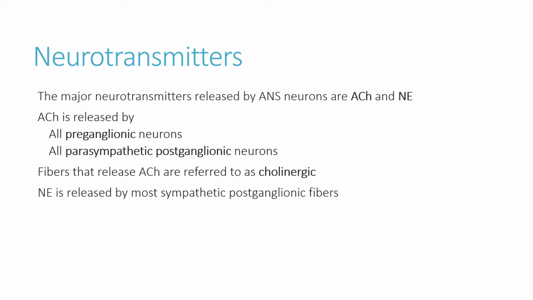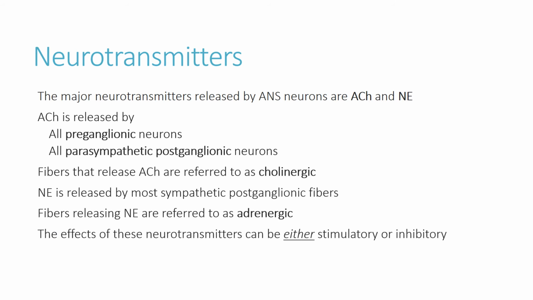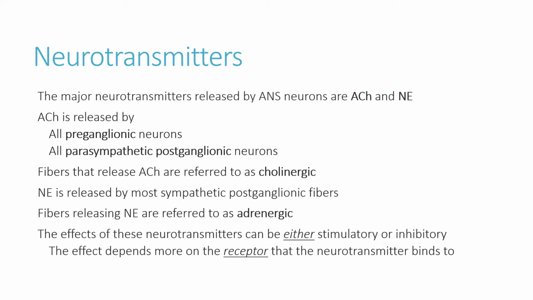Norepinephrine is released by most sympathetic postganglionic fibers. Those fibers releasing norepinephrine are referred to as adrenergic because norepinephrine's other name is noradrenaline. The adren part of adrenergic refers to the adren part of noradrenaline. The effects of these neurotransmitters can be either stimulatory or inhibitory. The effect depends more on the receptor than it does on the neurotransmitter.